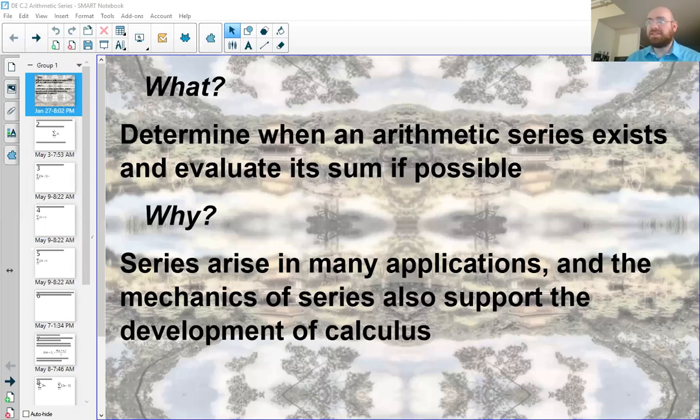Welcome to our second lesson on sequences and series. Today we're going to be looking at series.